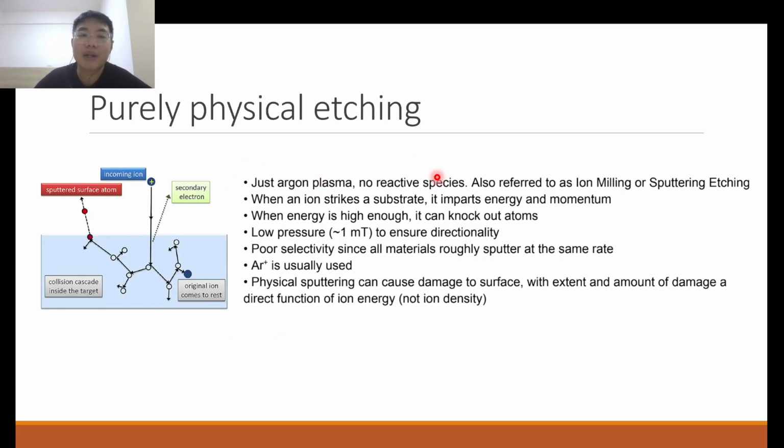So the idea of purely physical etching, as previously mentioned, is just using an inert gas as a plasma. Plasma is of course an ionized form of gas. So we use a gas that is inert, like argon. This is also known as ion milling or sputtering. Purely the mechanism is by kinetic energy transfer. Your incoming inert ions knock out the atoms in the lattice of the material that you're etching. So it's non-selective since many materials sputter at similar rates.